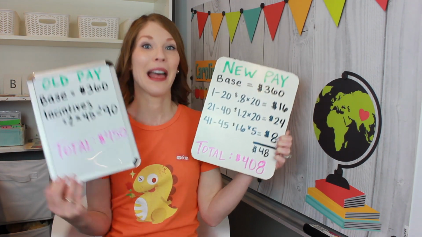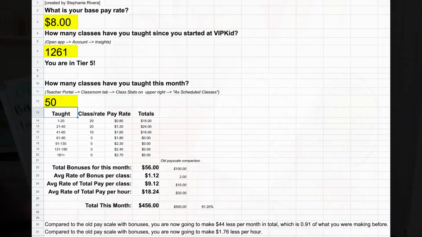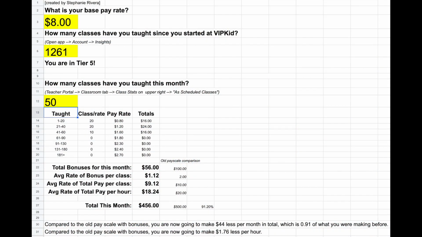As you can see, that's lower than I used to make by $42. I also thought it would be interesting to see how many classes I would have to teach to reach that $450 that I'm used to. It looks like I would have to teach 5 more classes, at 50 classes per month, in order to reach the $450. How do I feel about that?